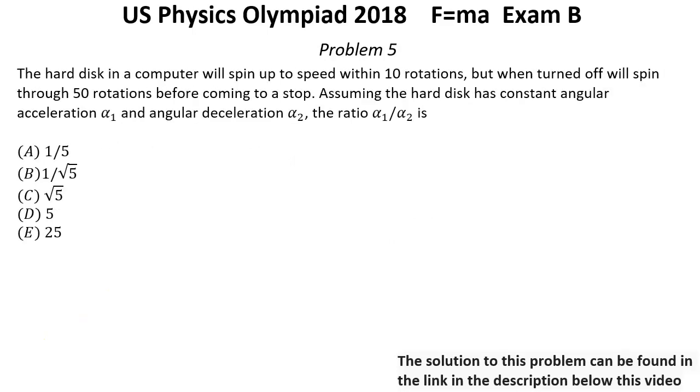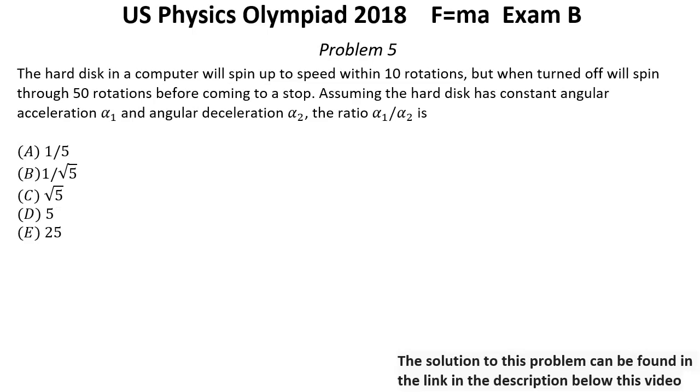Problem number 5. The hard disk in a computer will spin up to speed with 10 rotations, but when turned off, will spin through 50 rotations before coming to a stop. Assuming the hard disk has a constant angular acceleration alpha 1 and a constant angular deceleration alpha 2, the ratio alpha 1 over alpha 2 is the following.